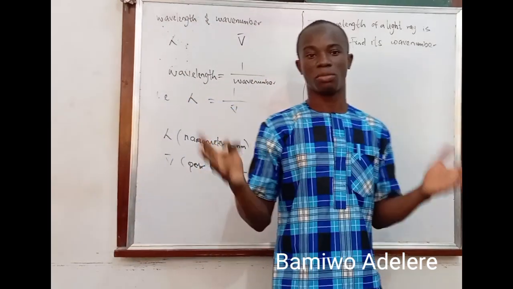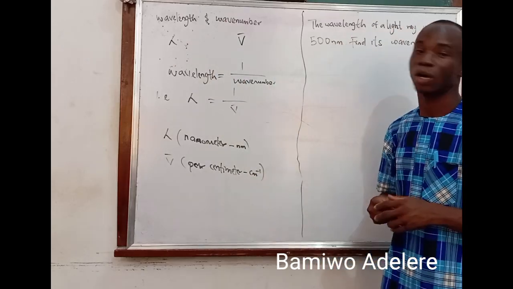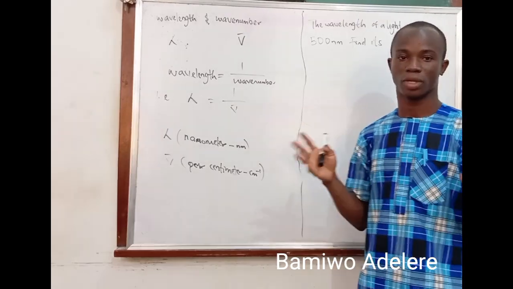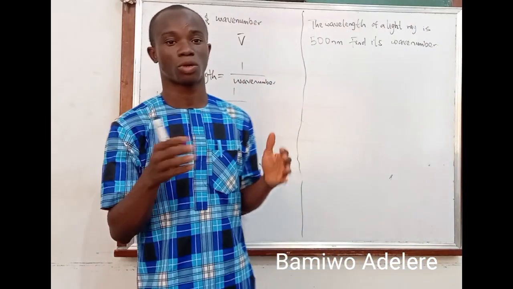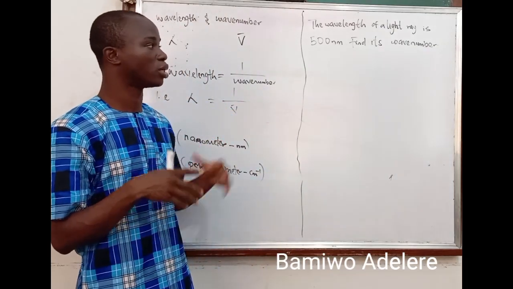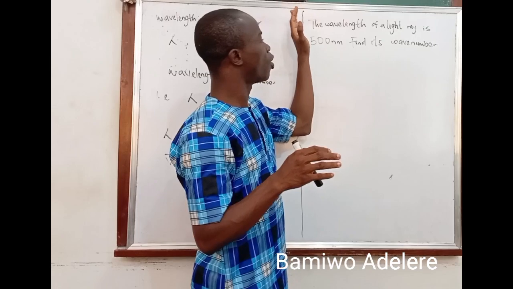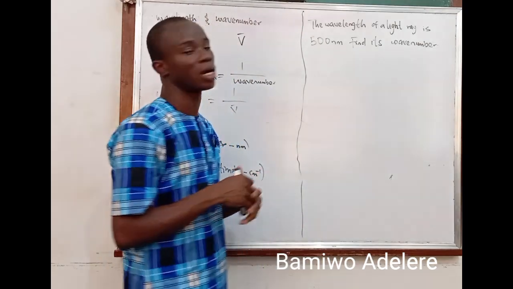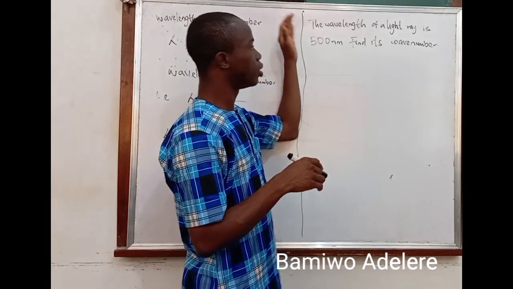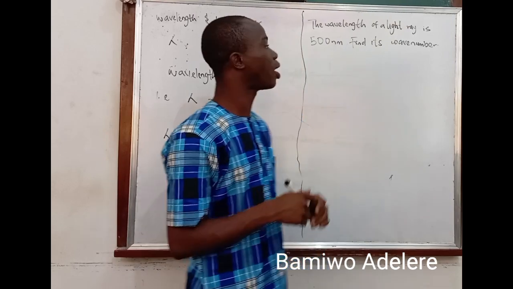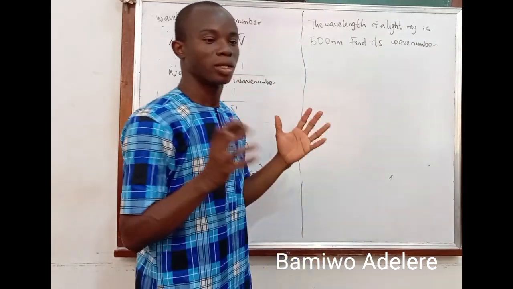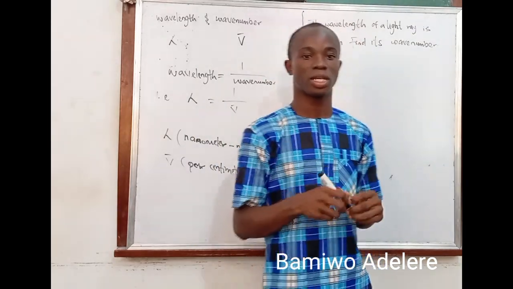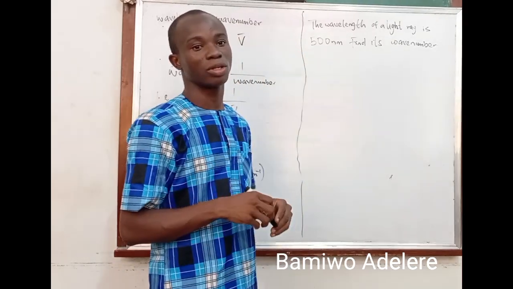These are the basic things that we have to know about these two quantities of importance for the other topics we are going to be looking at in spectroscopic technique. Now we want to talk about an example on wavelength, an example on the calculation of wavelength and wave number. In this particular example, the wavelength of a light ray is 500 nanometer and we have to find the wave number.